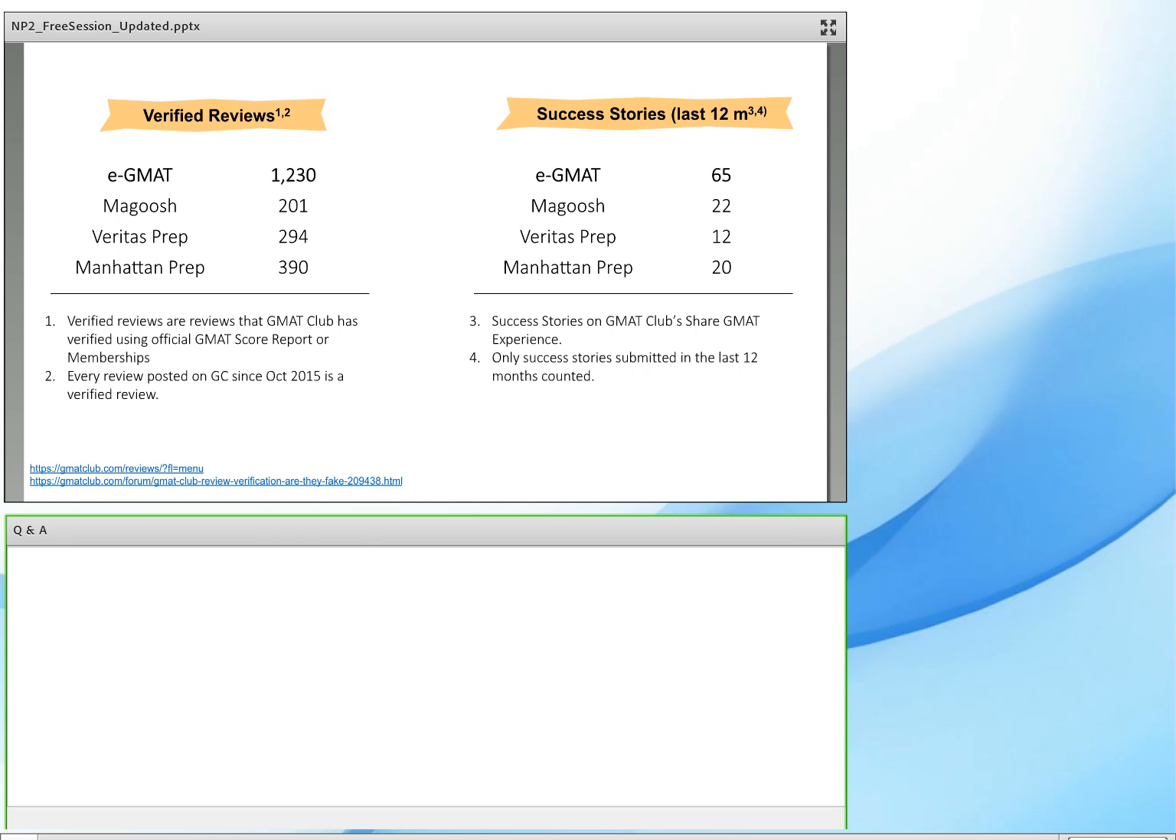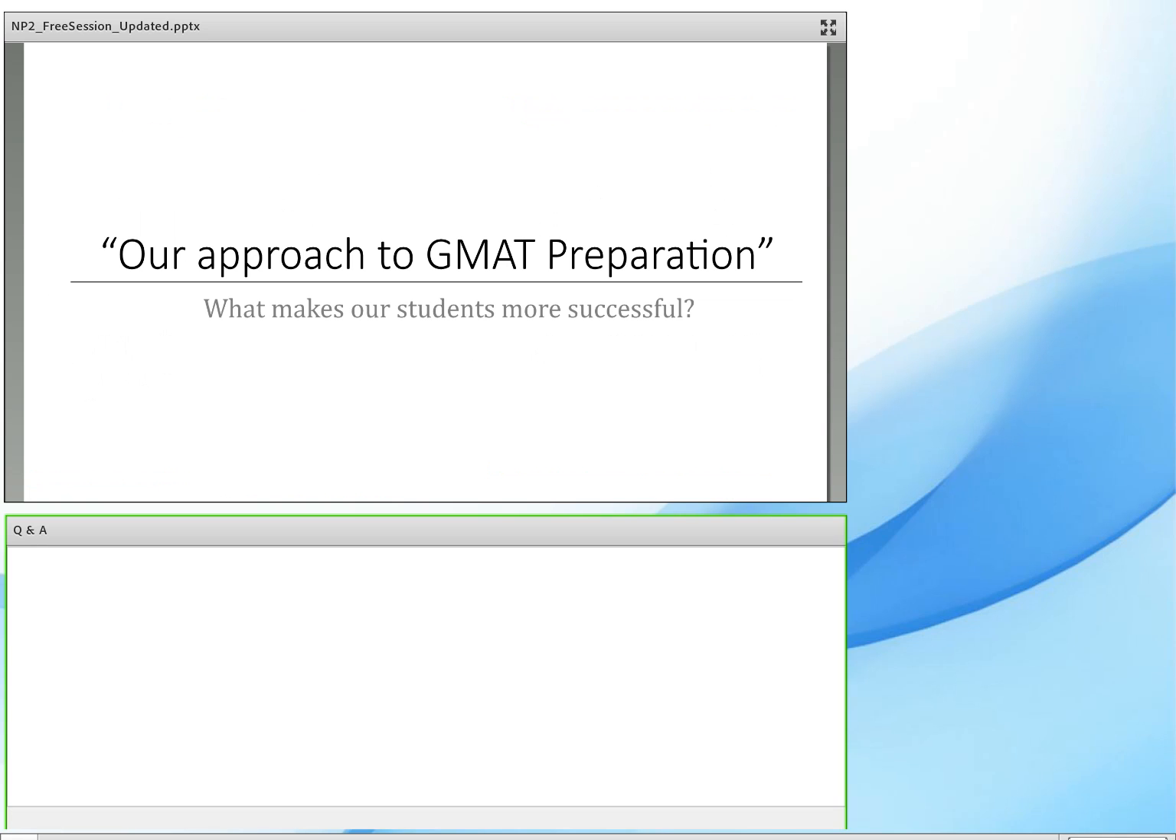So what is it that makes our students more successful? I think there's one reason that makes our students more successful. It is our approach to GMAT preparation or the architecture of learning that we provide. So what does our approach to GMAT preparation mean? Or what is the architecture of learning?